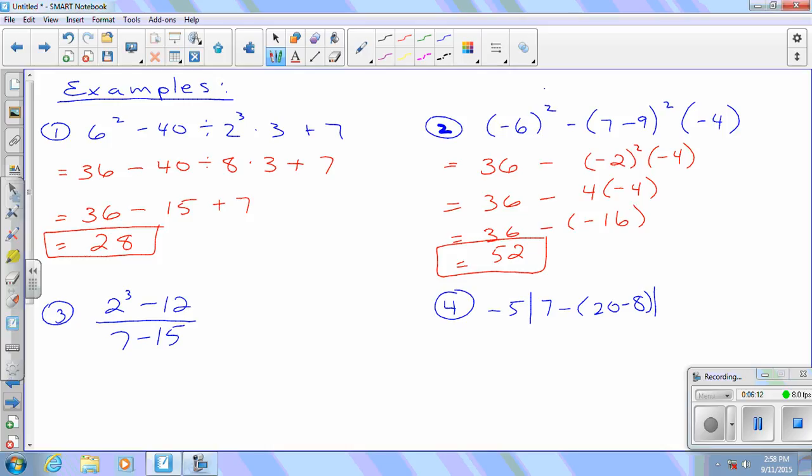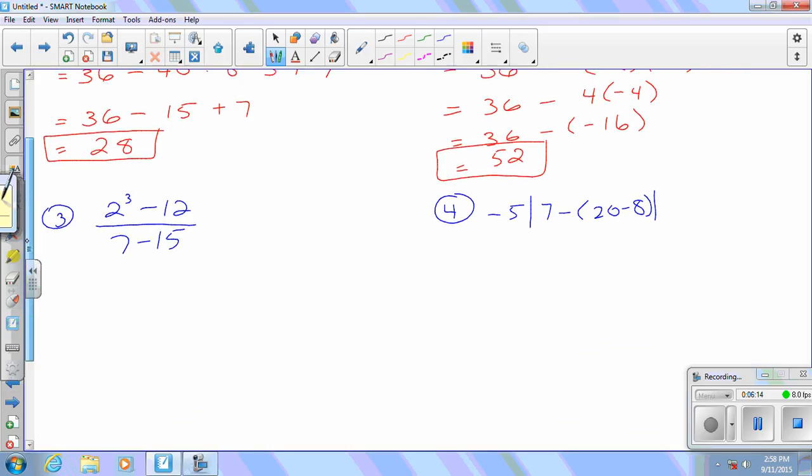Okay, if we look at the third question here, I've got 2 cubed minus 12 divided by 7 minus 15. This horizontal line represents division. In a way, it's also a grouping symbol where we're grouping the numerator separately from the denominator. So let's do the numerator first and the denominator, let's do them separately, and then we'll do that divide. So it's almost as though the numerator is in brackets or parentheses that we can't see.